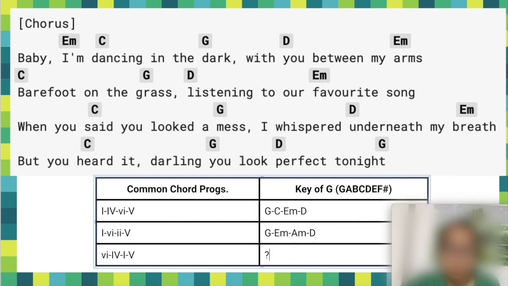Maybe it's a third one. Well, obviously it is a third one now. So the sixth chord of the key of G is the E minor. Fourth chord would be C. Fifth chord would be the G. And the first chord would be the G. And the fifth chord, or the dominant chord, would be a D. And of course, later on you have to resolve to G. Okay, like as shown here.